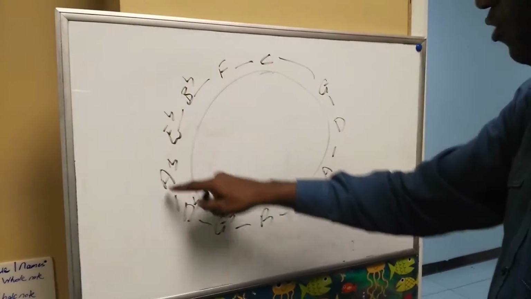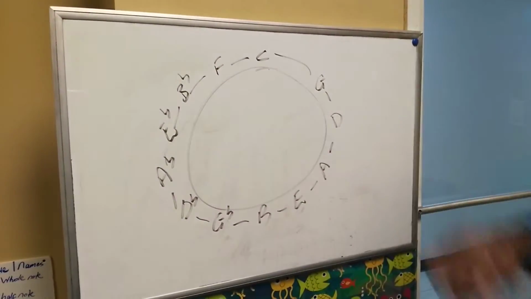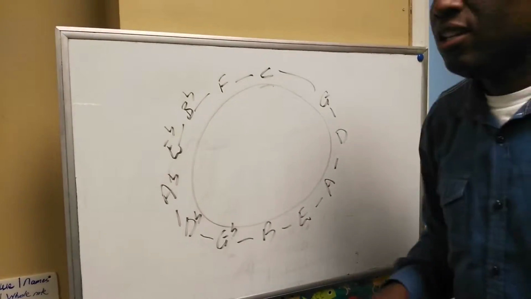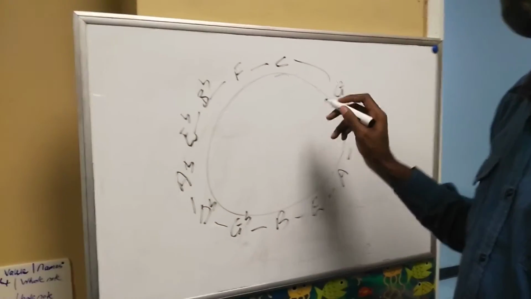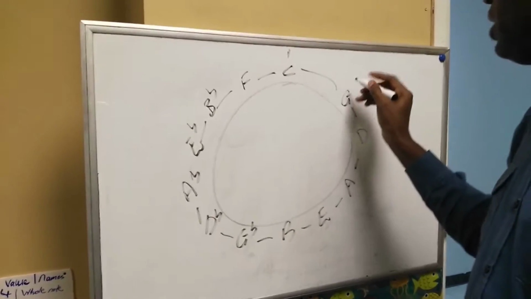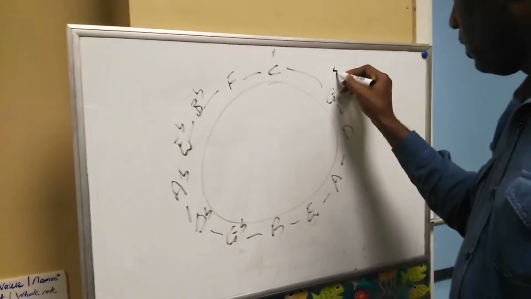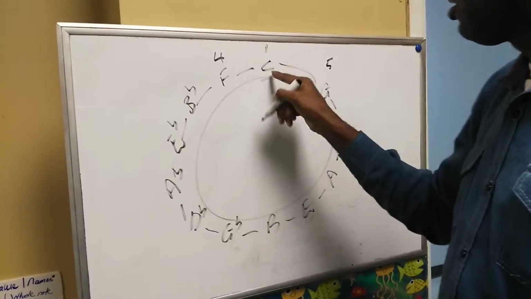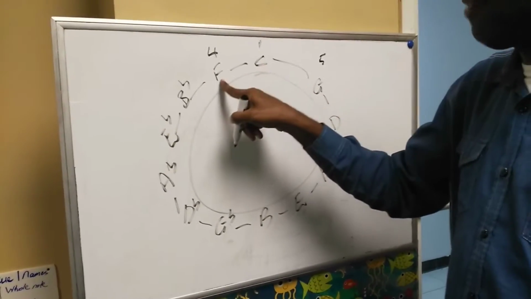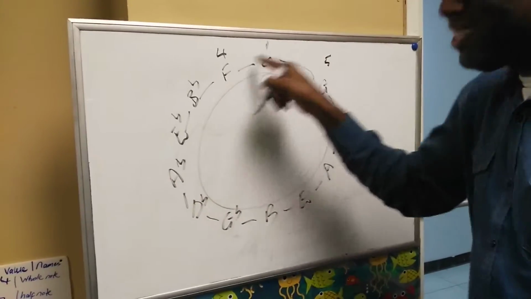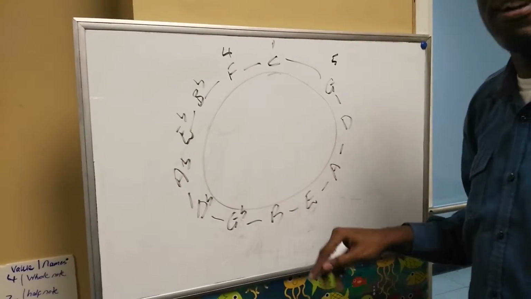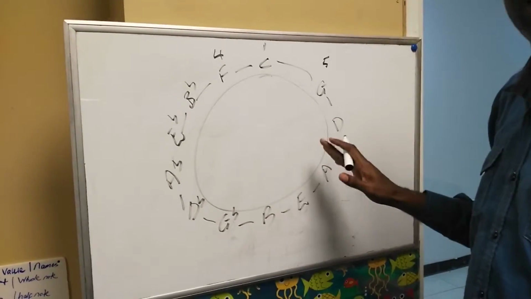1, 2, 3, 4, 5, 6, 7, 8, 9, 10, 11, 12, right? So we have this. Now, if you look carefully, for example, the 1, 5, 1, 4 progression, if we do this, in the key of C major, F is the fourth, and G is the 5. So from this circle of fifths, you can find the 5, 1, 4 progression for every scale.